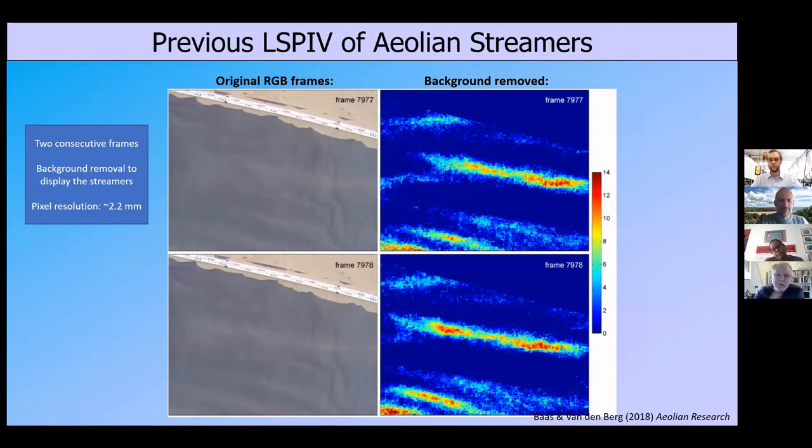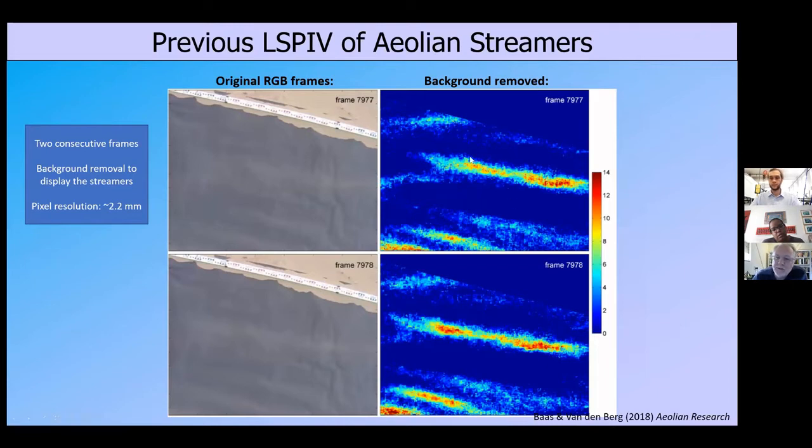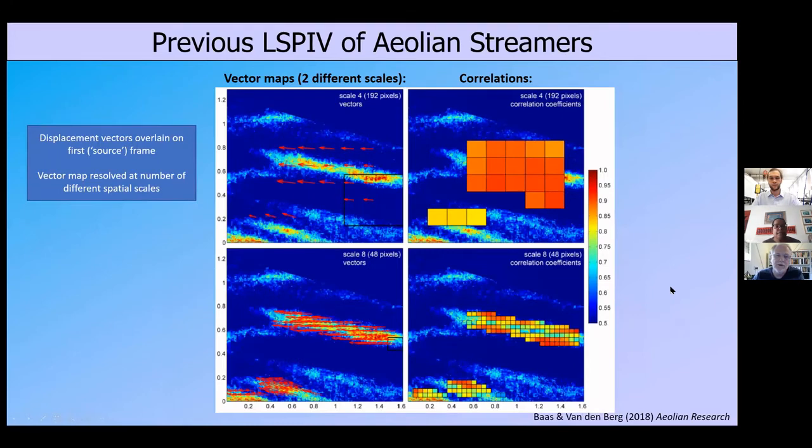Okay, so here we've got the two frames on the left. On the right, you see the background subtracted, and you can make out this streamer moving from right to left. You can see the displacement, and so we could track that using PIV, the direct cross correlation. Here you see the overlaying vectors on the source image, at two different spatial scales on the left-hand side. On the right-hand side, you can see the cross-correlation coefficients associated with those vectors. Particularly on the higher resolution scale, the highest correlations are associated with the edges of the streamers, which makes sense because those are the clearest differentiations in the pattern.